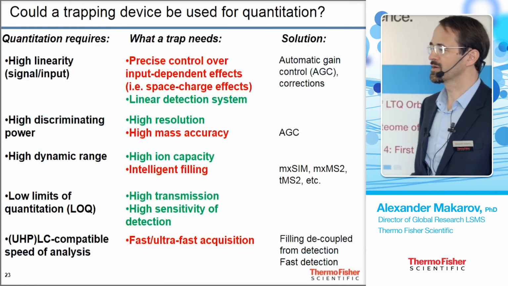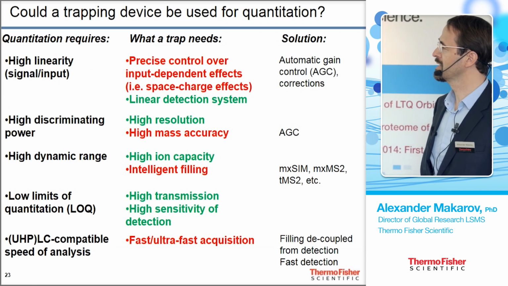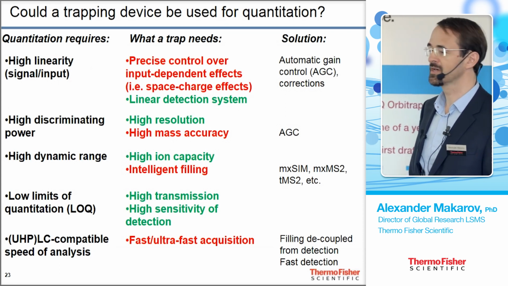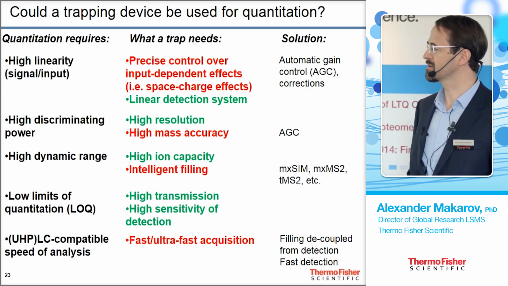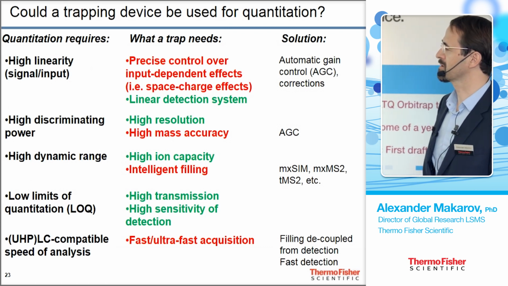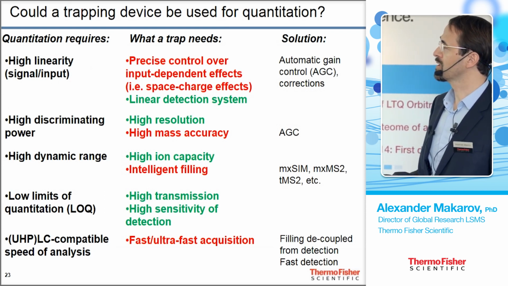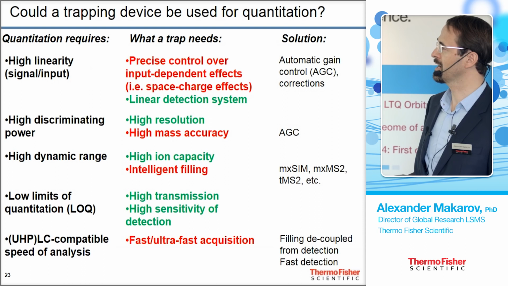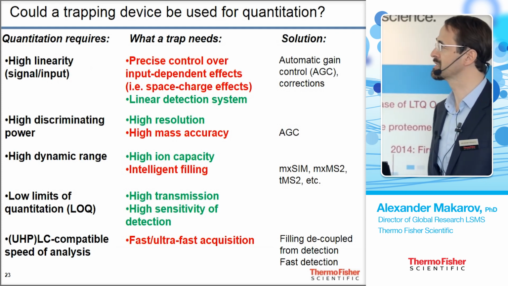And so this is where one of the most heavily discussed themes currently becomes very relevant. Most of these devices are used not only for qualitative analysis, but also for quantitation. But as you remember, in this instrument we have not one, but two traps. We have the C-trap and we have the Orbitrap. And everybody in his right mind would say that it's not possible to do quantitation in traps. But if we address this scientifically and look at what quantitation actually requires, then we can split it into several important issues. We need very high linearity between the output signal and input. We need high discriminating power, high dynamic range, low limits of quantitation, and compatibility with modern high-speed separations.